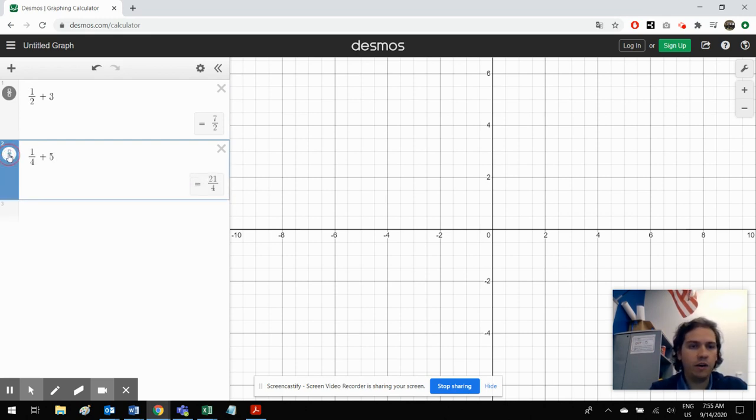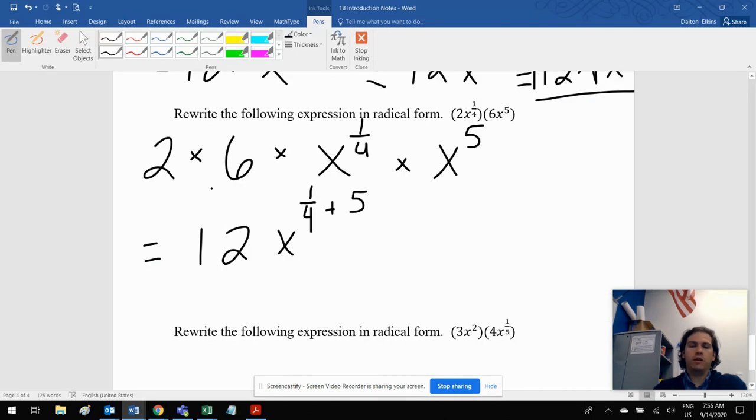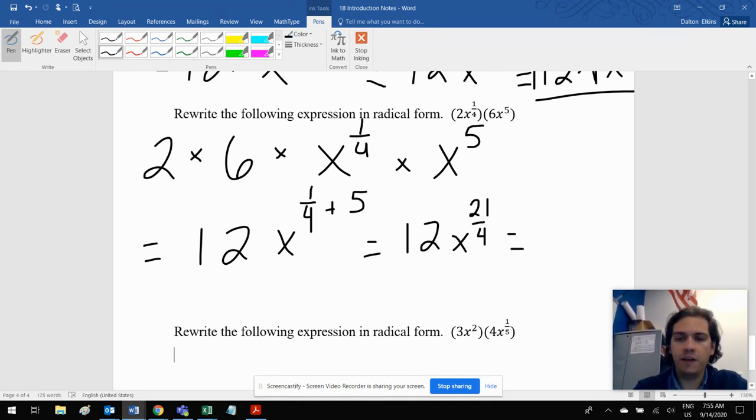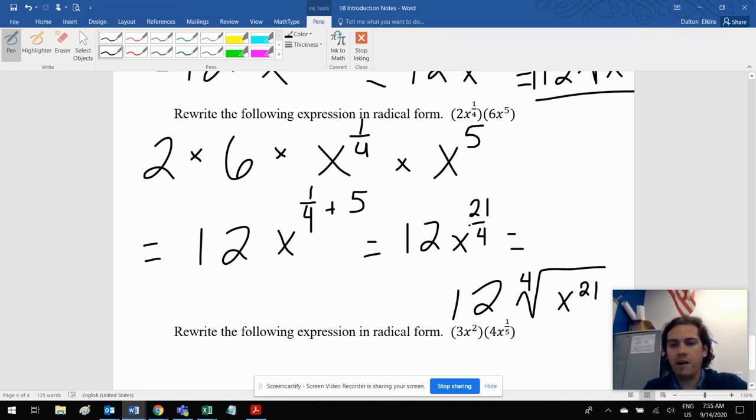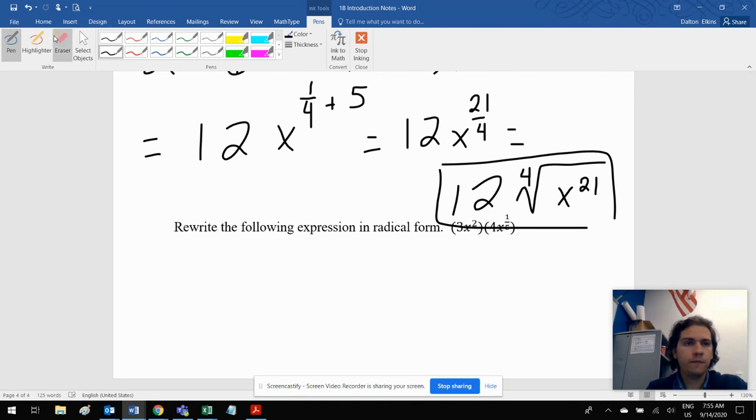Remember, if we're multiplying bases, we add the exponent. So let's go ahead and do 1/4 plus 5. And then again, I'm going to hit this button and turn it into a fraction. So 21/4. So if I wanted to rewrite this as a new statement with the radical, 12 times the 4th root of x to the 21st power. Remember, this 12 is not being affected by this exponent, so this 12 just goes out in front. Let me erase this so we can see the next problem.